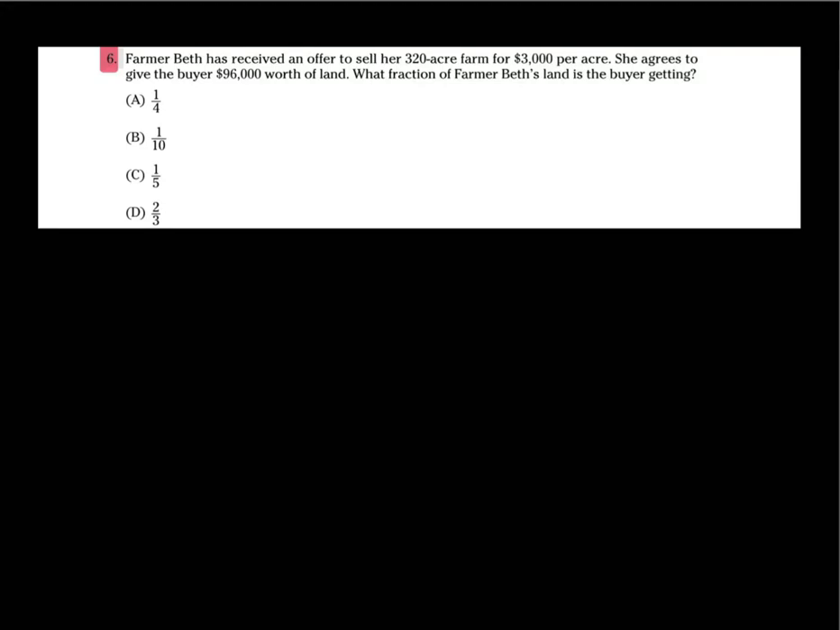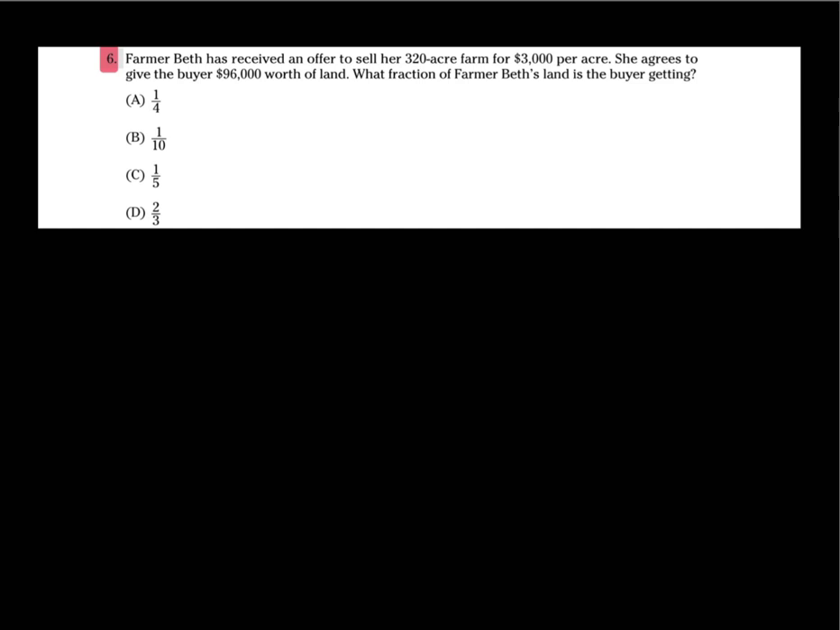And today we are solving an ASVAB math problem. Let's read it together. Farmer Beth has received an offer to sell her 320-acre farm for $3,000 per acre. She agrees to give the buyer $96,000 worth of land. What fraction of Farmer Beth's land is the buyer actually getting?